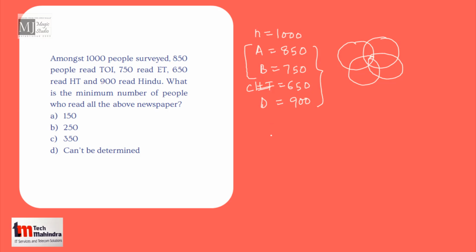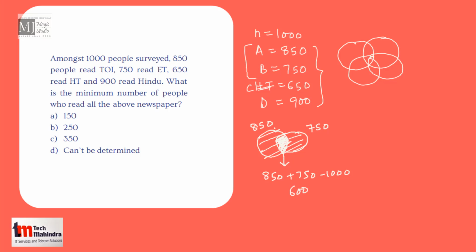So we have got A, which is 850, and we have got B, which is 750. Now the total of this whole, if supposed to be 1000, then what should be the minimum value that would be assigned to the common space? That would be 850 plus 750 minus 1000. 850 plus 750 is 1600, minus 1000 is 600. So the minimum number should be 600.